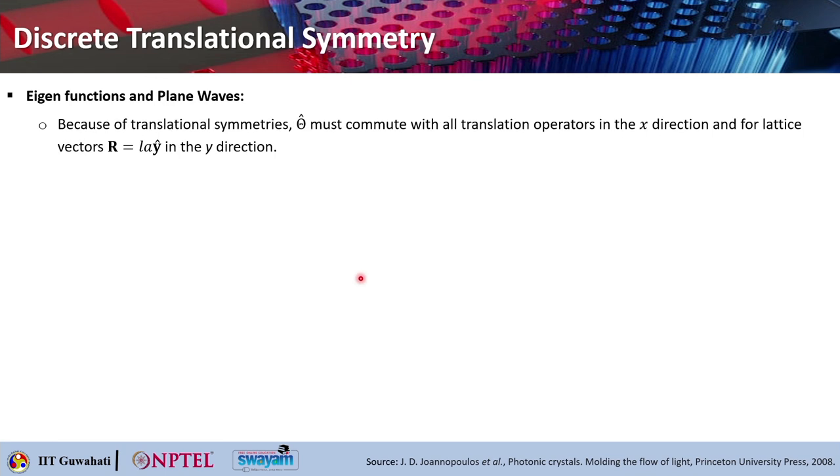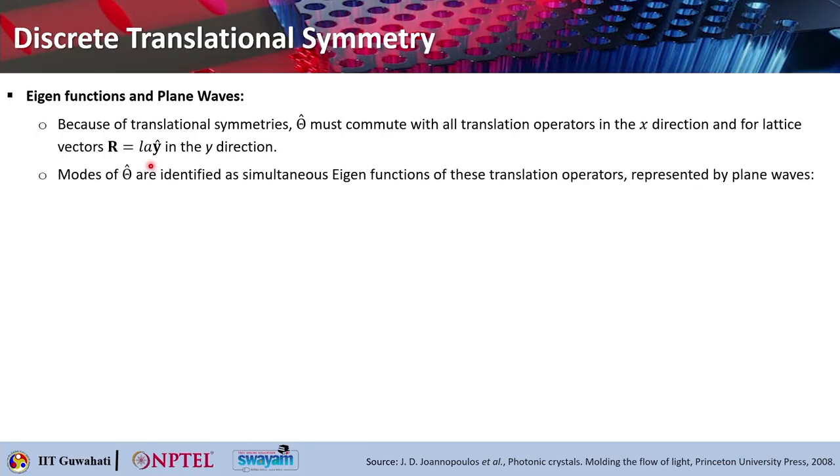Now, because of the translational symmetry, we have seen in the previous lecture that the Maxwell operator theta-cap must commute with all translational operators in the x direction, and for lattice vectors capital R which lie in the y direction. And R, as you have seen, is represented as l a y-cap. What is l? It is an integer. a is the lattice constant. So the modes of theta-cap are identified as the simultaneous eigenfunctions of this translational operator, represented by the plane waves, which can be expressed like this.